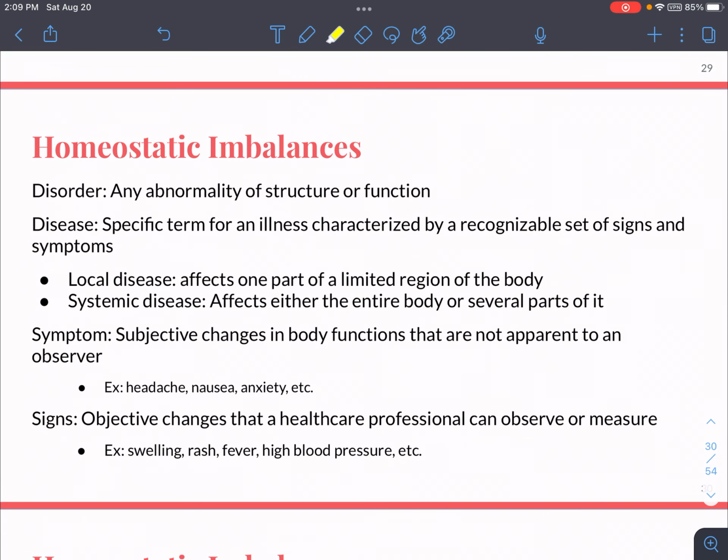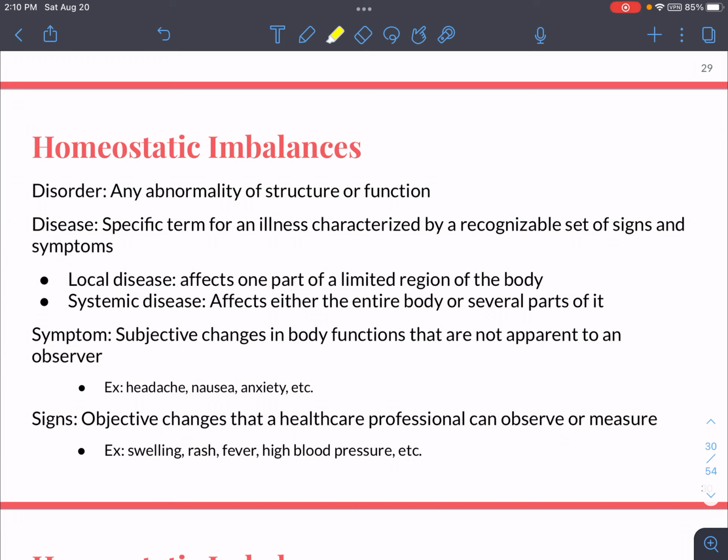So if we look at homeostatic imbalances, we have disorders. That's any abnormality of structure or function. There's lots of disorders. There's lots of diseases. Diabetes, I've mentioned a few times, is a disease. Cancer is a disease. So a disease is a specific term for an illness characterized by a recognizable set of signs and symptoms.